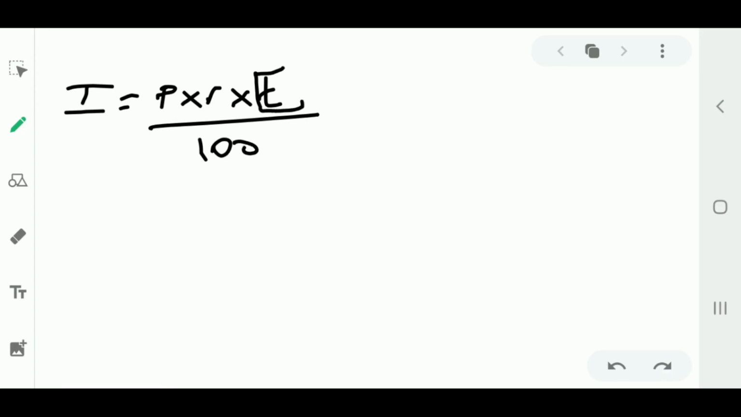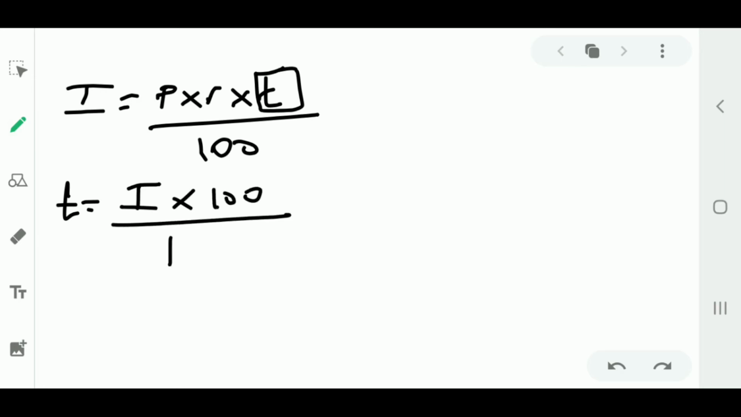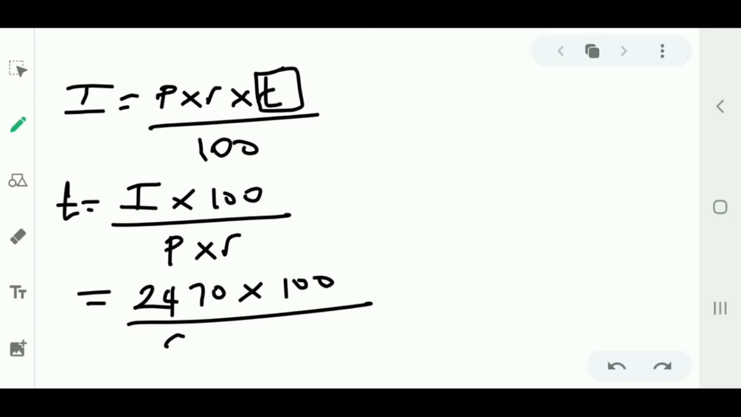So again, we have the formula I is equal to P times R times T over 100. We want to make T the subject of the formula, so T is equal to I times 100 over P times R. That is 2,470 times 100 over 9,500 times 6.5, and that is equal to 4 years.